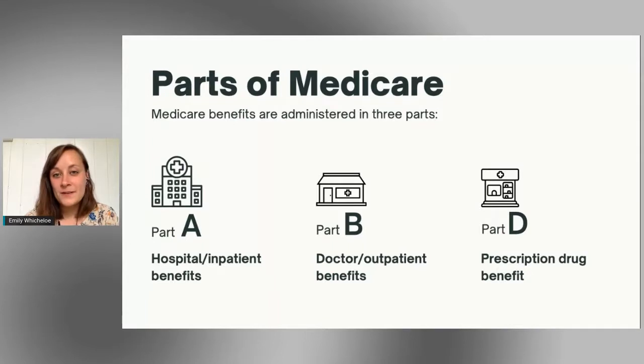Medicare benefits are administered in three parts. We have Part A, which refers to the hospital or inpatient benefits, Part B, which are the doctor outpatient benefits, and Part D, which is the prescription drug benefit. The reason it's helpful to know about these different parts of Medicare is because you access them in different ways, depending on the type of Medicare coverage you have.